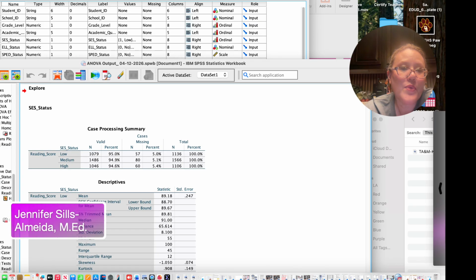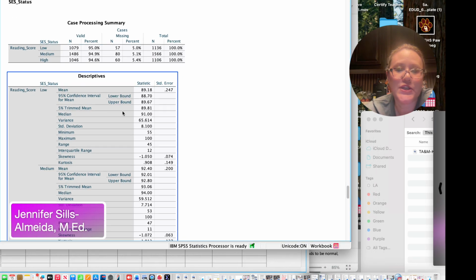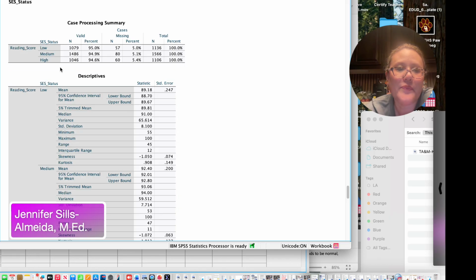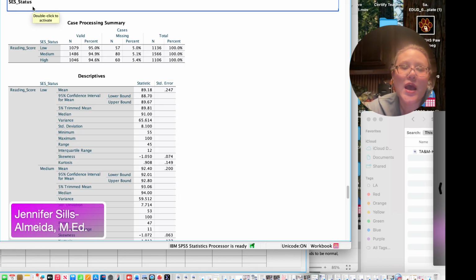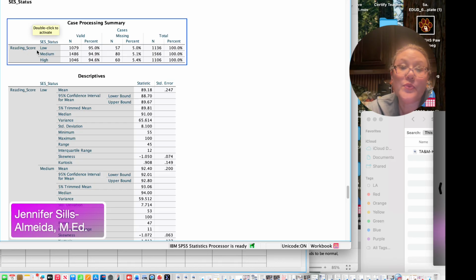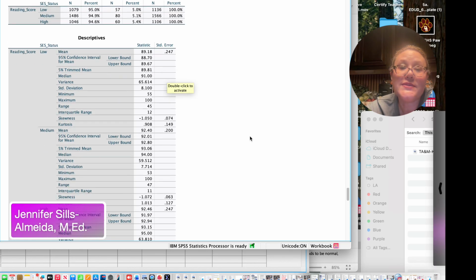Okay, now that we have this information, let's go over it. Let's look at it now. Socioeconomic status: we see what the reading scores are for each status, low, medium, high. This is the number of students. We have about 3,400 students. Out of the low socioeconomic status, 1,079 students fall under it. In the medium, 1,486 students. And under the high, 1,046 students. So that is the descriptives.